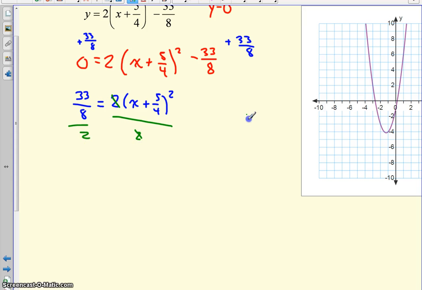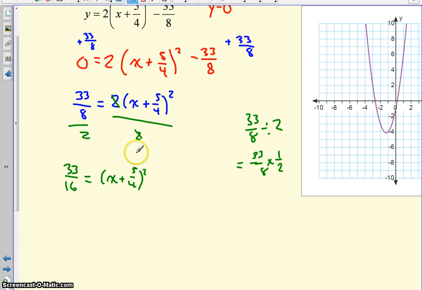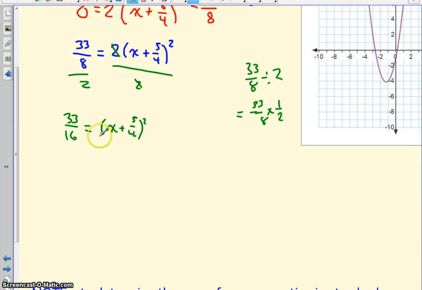So I'm going to have 33 over 8 divided by 2. Remember, using fractions, this is 33 over 8 times a half. Apologize for the messy handwriting here, which is 33 over 16. Now that all that's left is that squared bracket here, I can simplify by taking the square root of both sides of the equation.